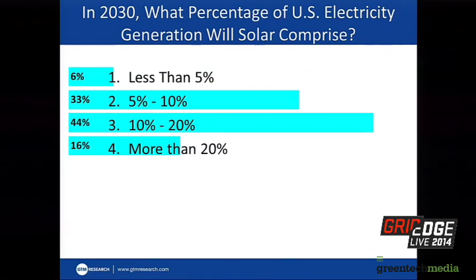Interesting. So 60% in total said at least 10%. 16% said more than 20%. So I would say overall a relatively bullish group with a few exceptions. Let's just start here, go down the line, and then we'll close out after that. Micah, your vote. Definitely more than 20%.